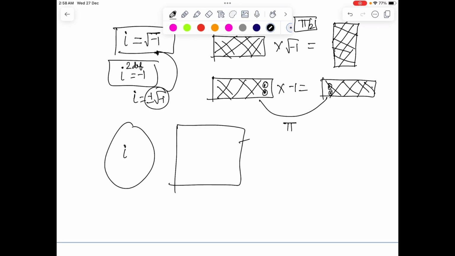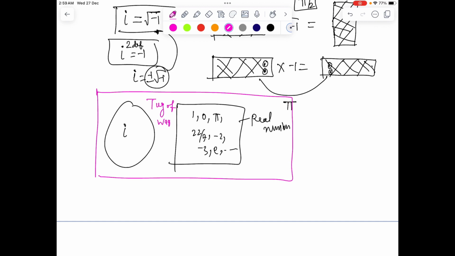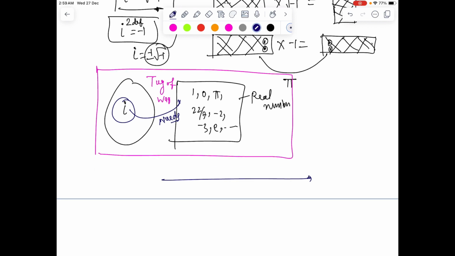And then we have the real numbers, which are basically 1, 0, pi, 22 by 7, minus 2, minus 3, e, etc. And there is a tug of war between i and these. Now fundamentally they can't fight, because iota needs them. Why does it need them? Because i is an operator, so this operator must be operated on something. So the stuff on which it will operate is the real numbers.